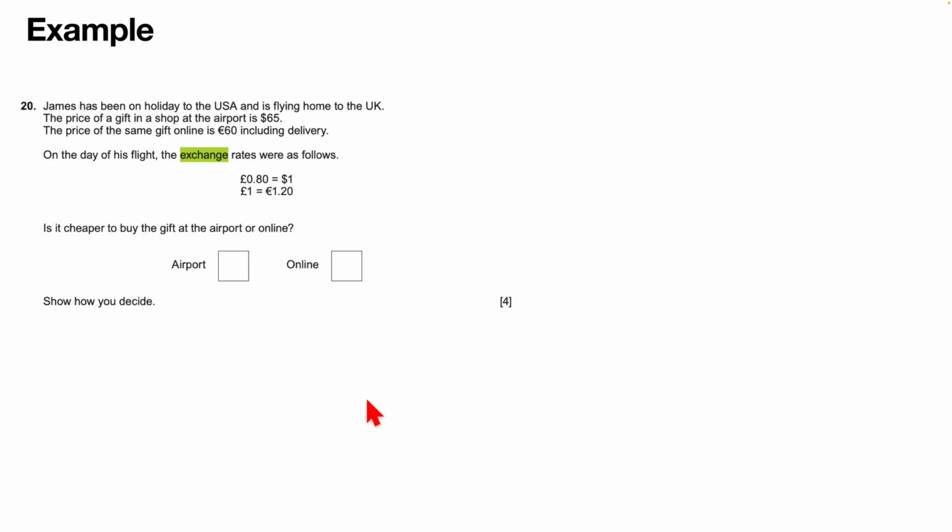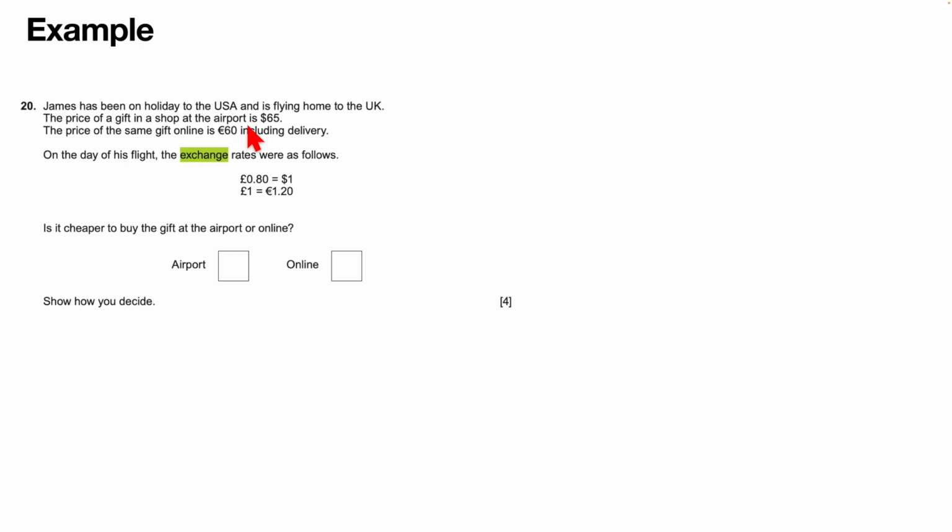Here's a much harder question. 4 marks. Late in the exam, question 20. You're tired, perhaps a little tearful. This one's going to be tricky. So, I can buy a gift. We don't know what it is. $65 in the States, or I can get it online here for €60.